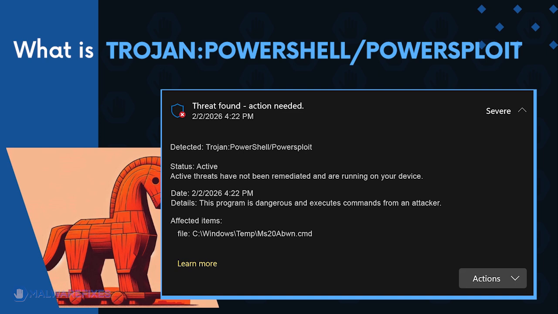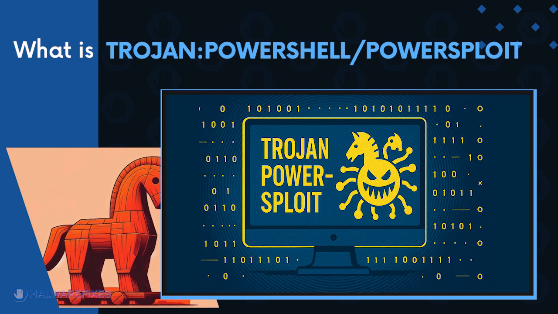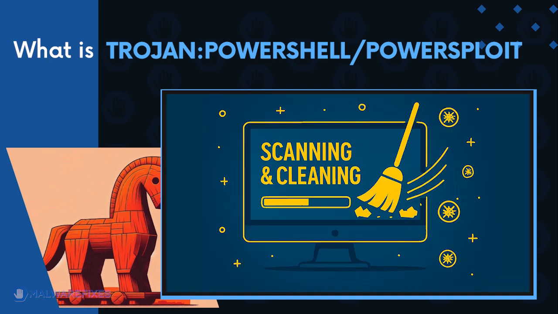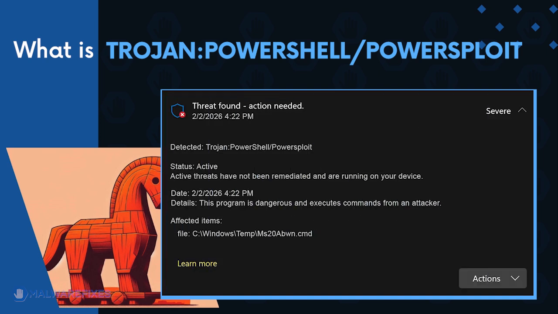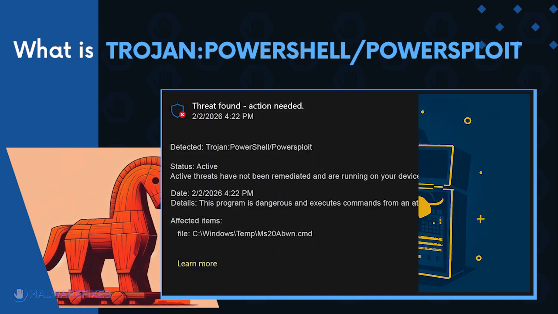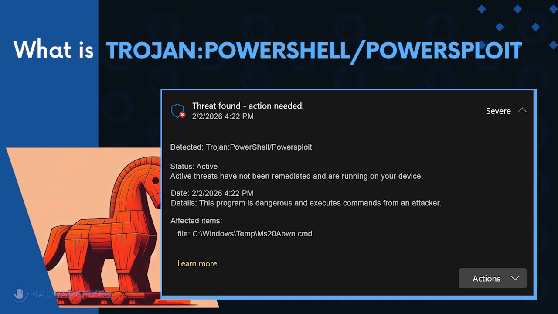Trojan PowerShell Powersploit is a detection for unauthorized or malicious instances in the Powersploit framework. This detection aims to eliminate or stop malicious PowerShell modules that attackers are using to gain control of the infected system. Carefully execute the procedures in this video to successfully remove Trojan PowerShell Powersploit.